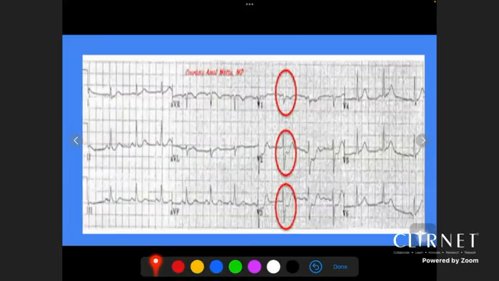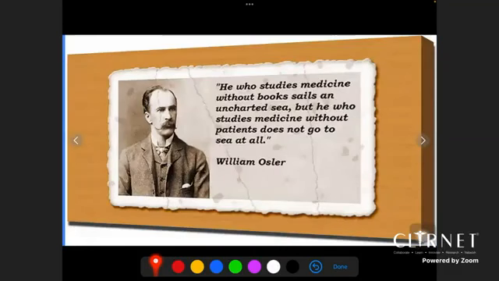Here again, ST depression, T wave is positive and R wave is tall, indicating isolated posterior STEMI because there is no other lateral or inferior changes here. You confirm by posterior leads.